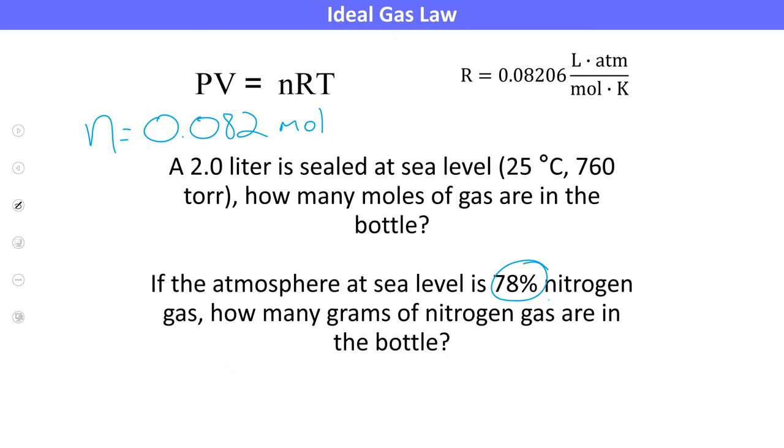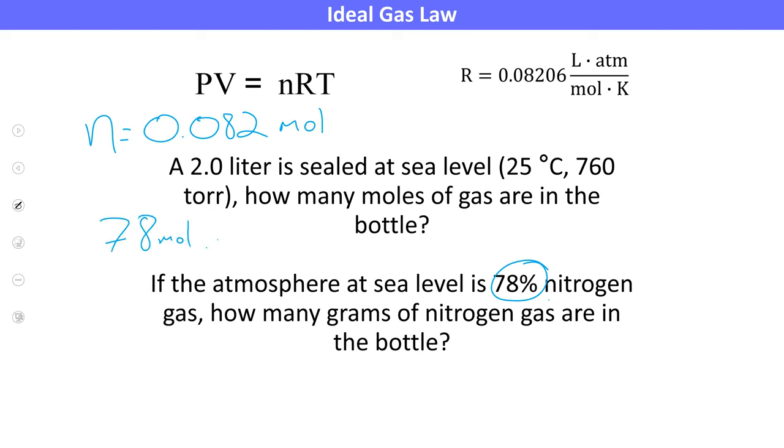Grams. For every 100 grams of atmosphere, there's 78. That would be if this was a percent by mass. That would be the way, and it's not specified. I said it out loud, but I didn't write it in the problem statement. I said this is a percentage by mole. So out of the 0.082, 78% of that is. So for every 100 moles of gas, 78 of those moles are nitrogen gas. So there's our conversion.